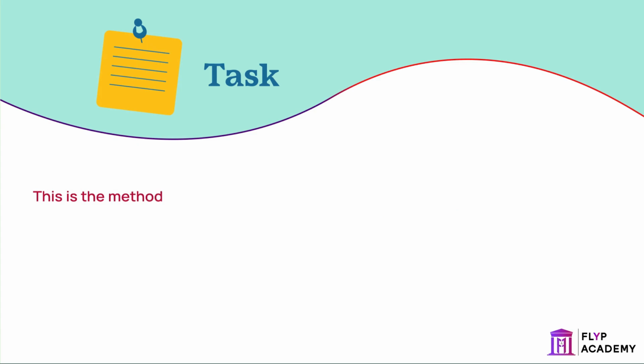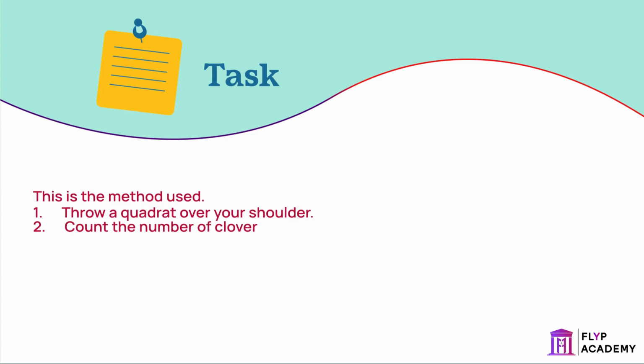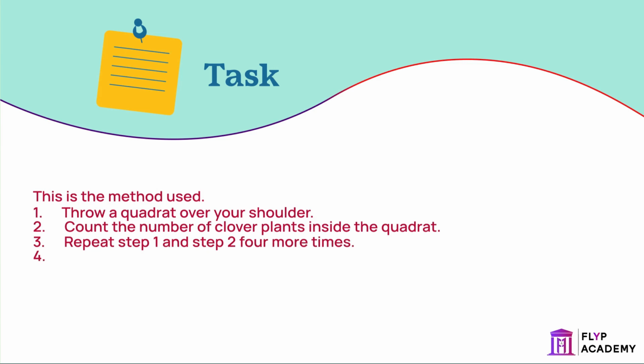This is the method used. Throw a quadrat over your shoulder. Count the number of clover plants inside the quadrat. Repeat step 1 and 2 4 more times. Estimate the number of clover plants in the whole field.